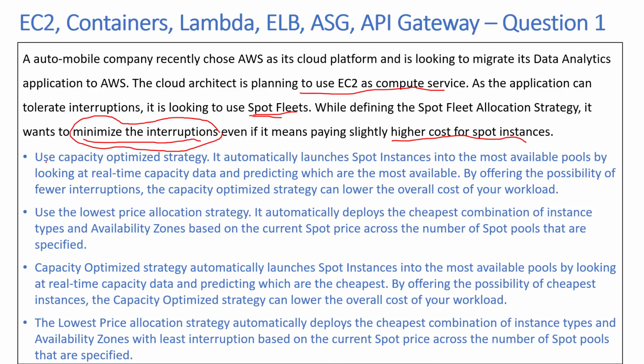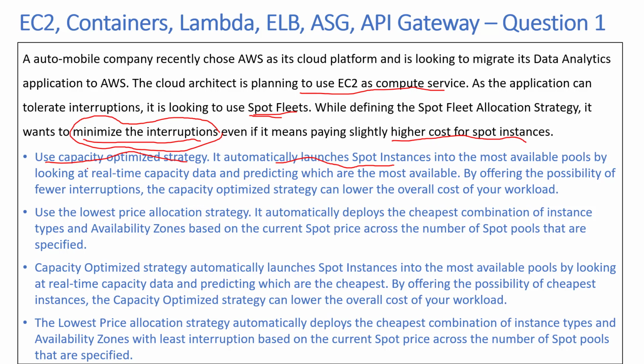Use capacity optimized strategy. It automatically launches spot instances into the most available pools by looking at the real-time capacity data and predicting which are the most available. By offering the possibility of the fewer interruptions, the capacity optimized strategy can lower the overall cost of the workload. So when you are using spot fleets, you have different strategies available. One of them is capacity optimized.